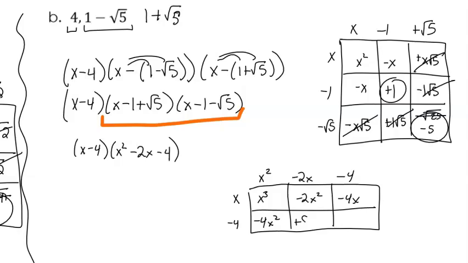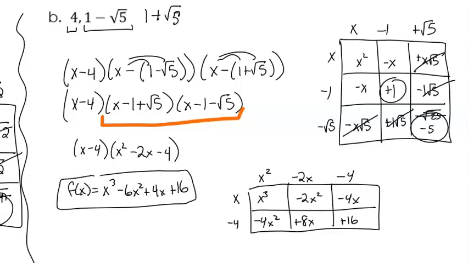Just multiplying all the way through. Be careful of your signs. All right, so I get x cubed minus 6x squared plus 4x plus 16. I just combined like terms.